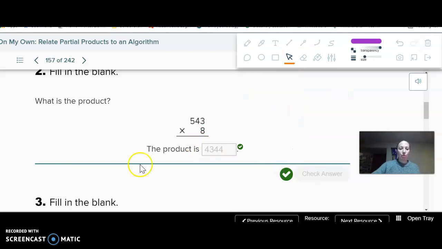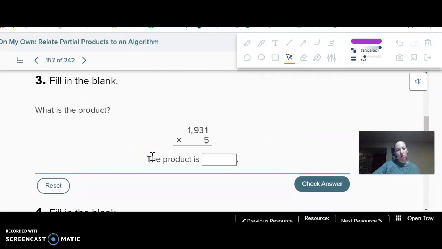We have time for at least one more, and then we'll see. All right, 1,931 times 5. Go ahead and try it. All right, hope you got it. And if you're needing more help, if you're needing me to explain slower, that's fine, but make sure you ask.